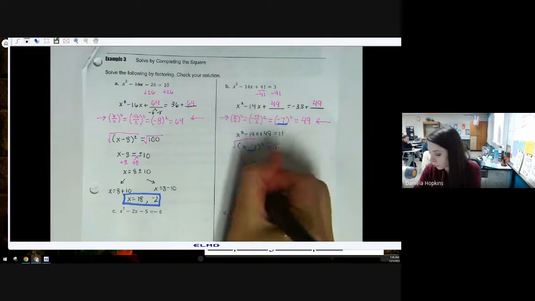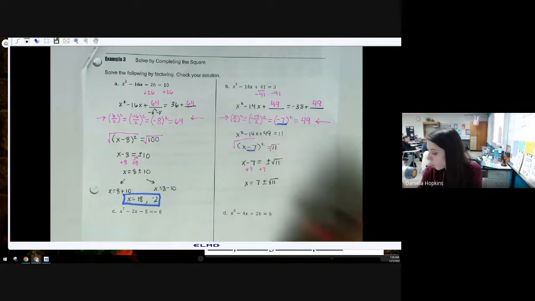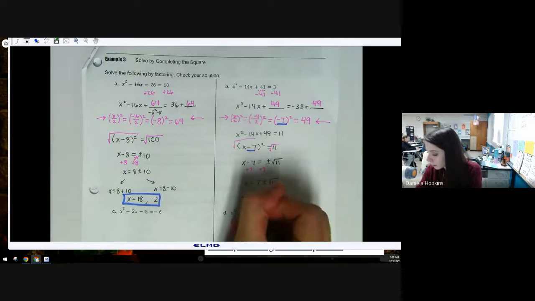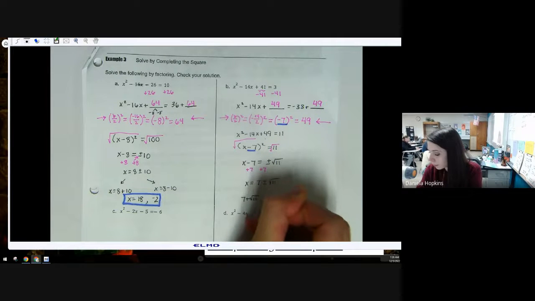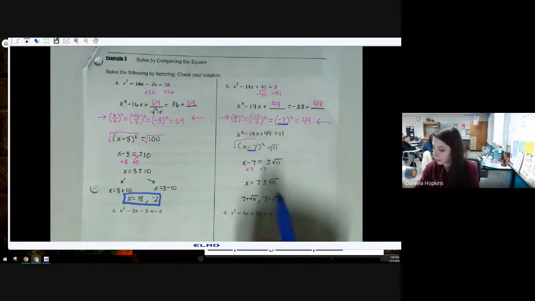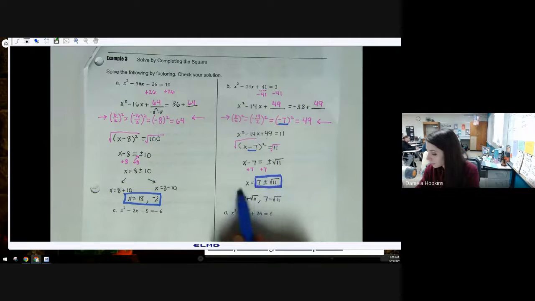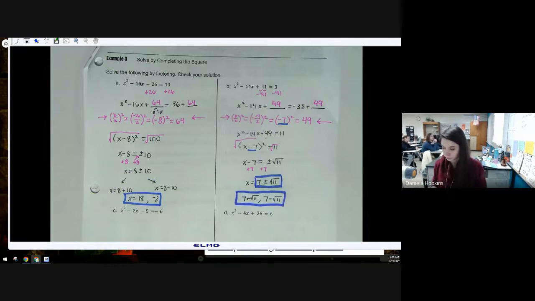So my answer on Go Formative would be x equals 7 plus or minus the square root of 11. Or you can put it in as 7 plus square root of 11, comma, 7 minus square root of 11, or flip those. Okay, I have it in 3 different ways for you guys. If you can simplify the square root, you need to. But again, in this case, 11, that's not anything we can simplify further.